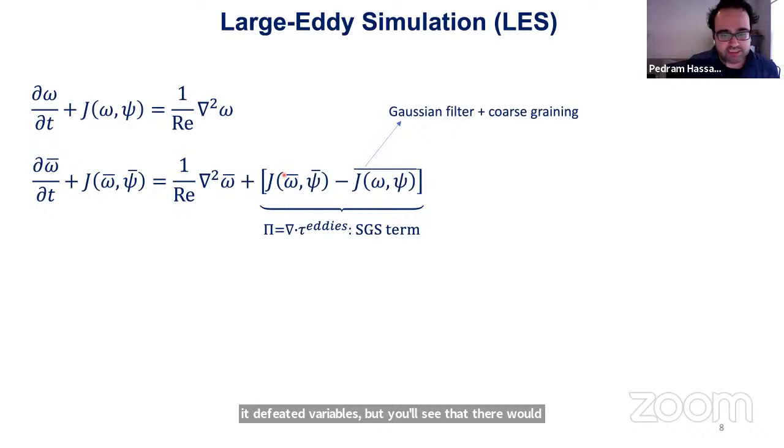And I'm going to call this term pi, which is basically the divergence of the stress tensor. This is where the effect of the turbulent eddies are, and this is the SGS term.